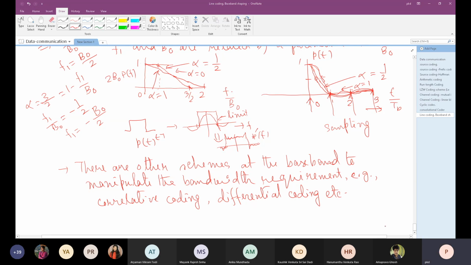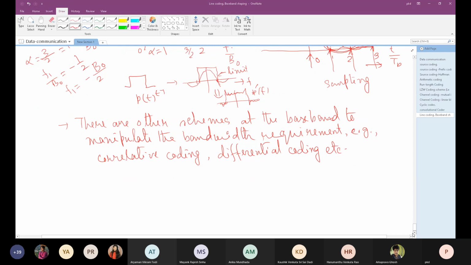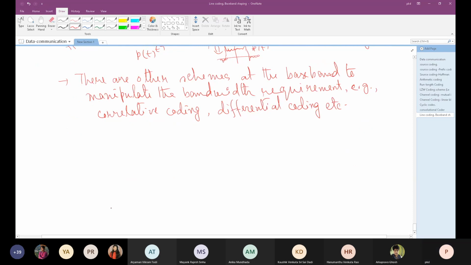I think today we can start a new topic. So correlative coding, we will not discuss in detail, just maybe the concept we will discuss, because we have to go to our next topic, that is modulation, and that we are supposed to complete before mid-semester. So correlative coding, just the basic concept I will discuss.